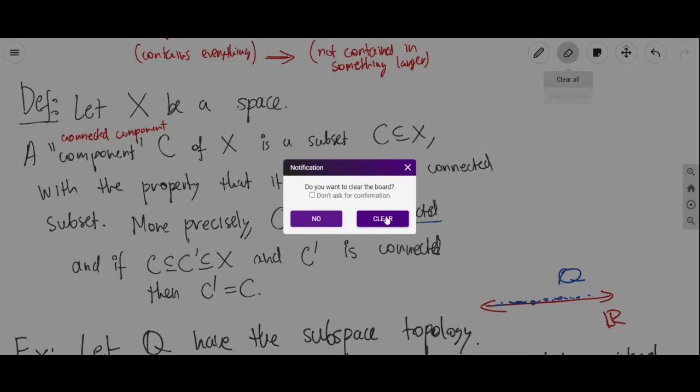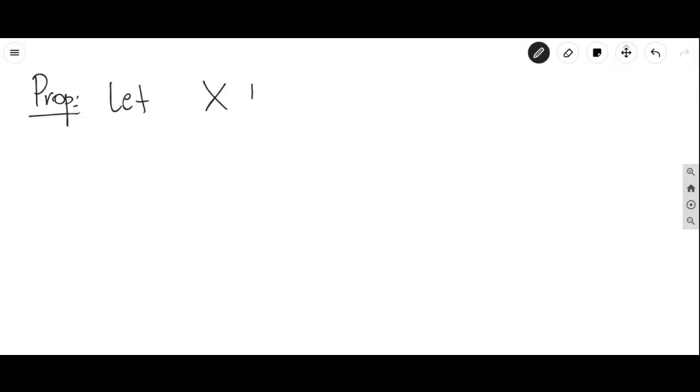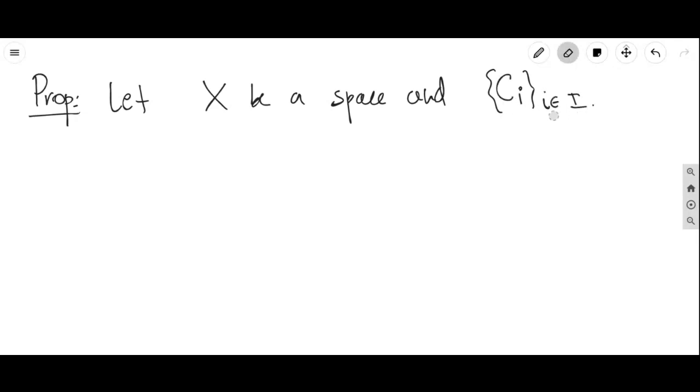Now let's finish up with the following proposition, and then we'll be done. Let X be a space, and let's say C_i is the set of connected components. You will notice that I'm indexing this by some set. This could be an infinite collection, it could be a finite collection, it can even be an uncountable collection.